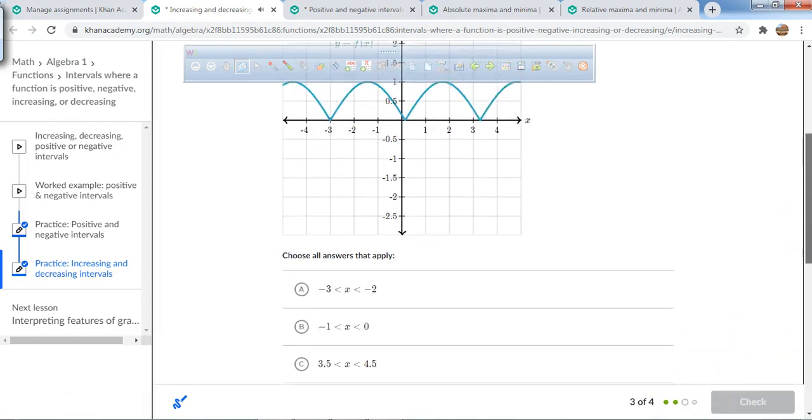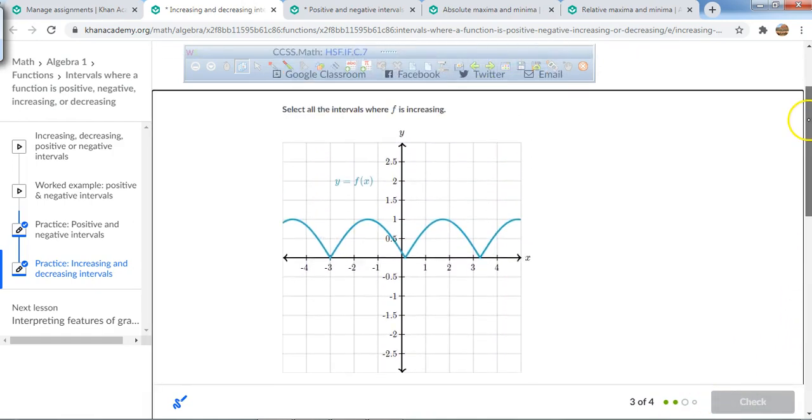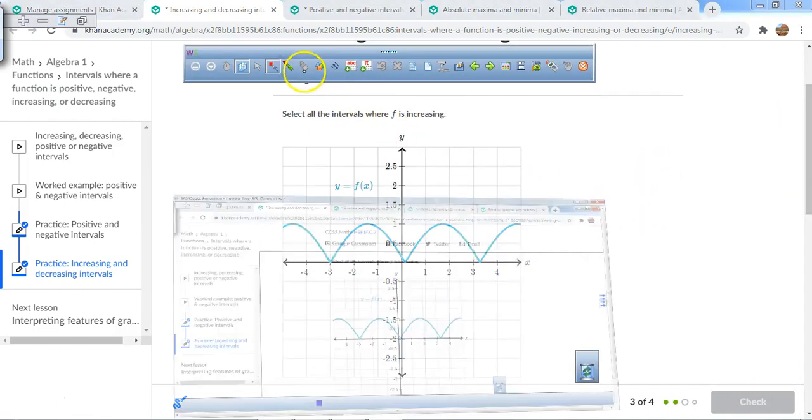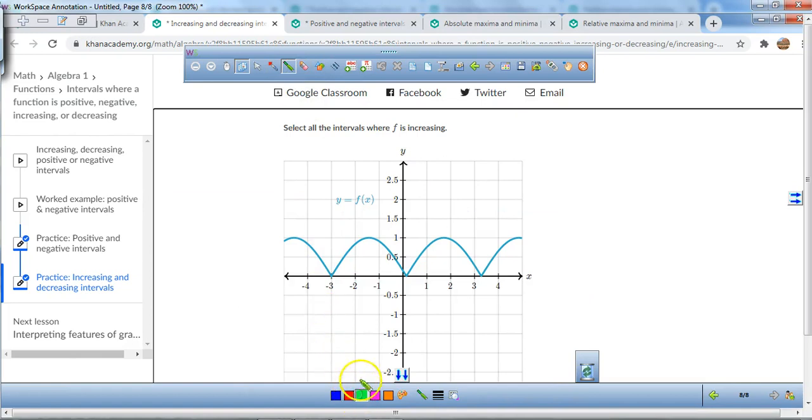All right, here we go. Oh, look at this. Select all the intervals where it's increasing. Man, they're really pulling out all the stops right here. I'm telling you. So where is this graph increasing? It's increasing right here, technically from here to here. And then it goes from here to here and from here to here. So that's what I'm looking for. Those are all the areas where it's increasing. I like that. That's a good picture. I might take a screenshot of that baby.